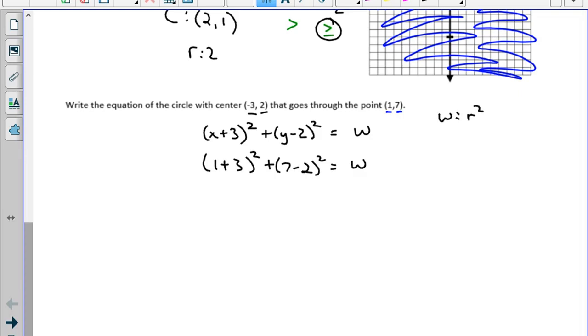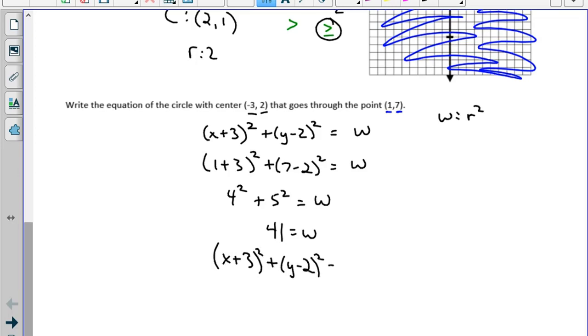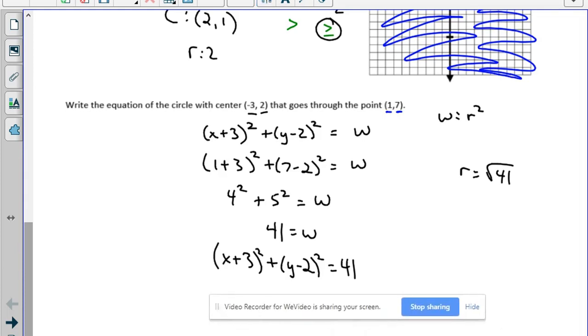So remember that I made r squared equal to w; it was the first letter that came to mind. So 4 squared plus 5 squared equals whatever my equation is going to end up equaling. So 16 plus 25 is 41. So my final answer is x plus 3 squared plus y minus 2 squared equals 41. If it asked me for the radius, I would say it is the square root of 41, but they didn't ask me. And that is a quick note on circles.